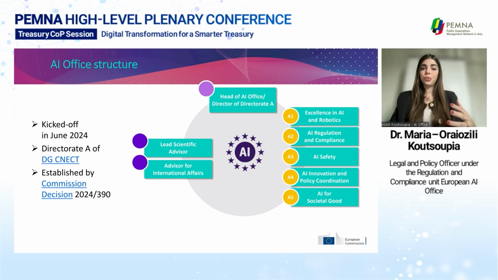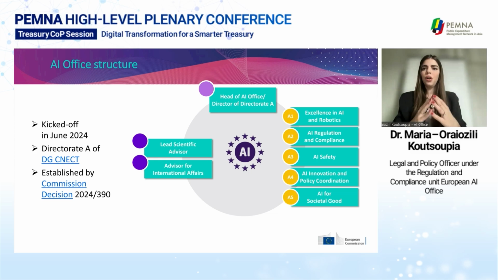What is the structure? The AI office started to operate in June 2024. It's the Directorate A of the European Commission. The European Commission has many directorates, main directorates general. One of them is Connect, the digital one, related to these AI platforms and cybersecurity. So Directorate A is the one dedicated to the AI office, so to the AI in total.